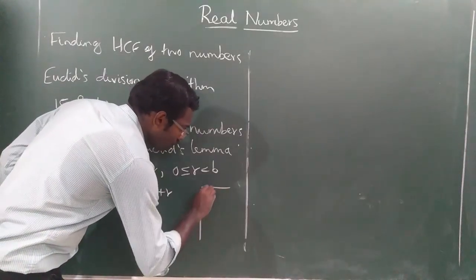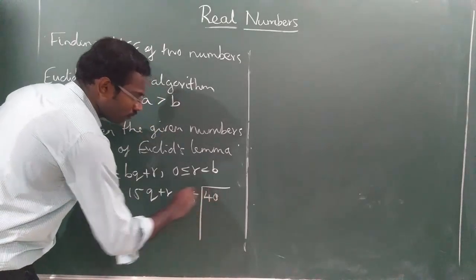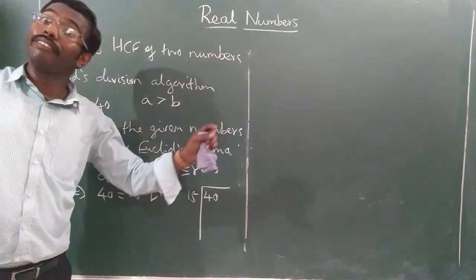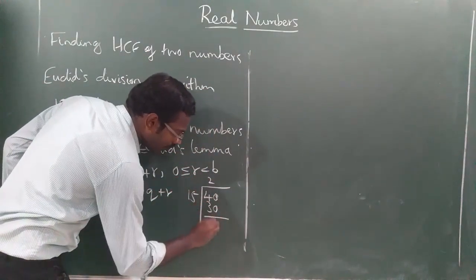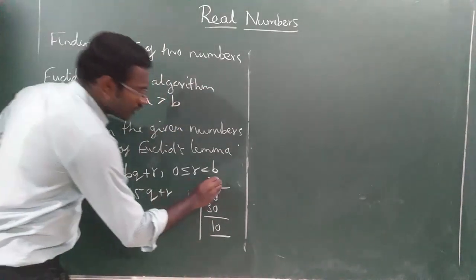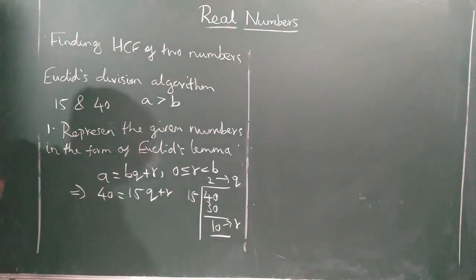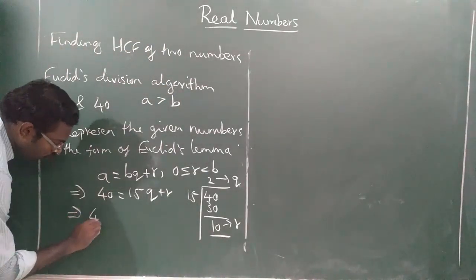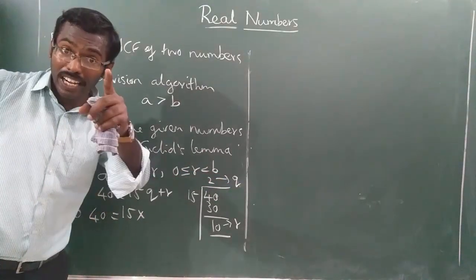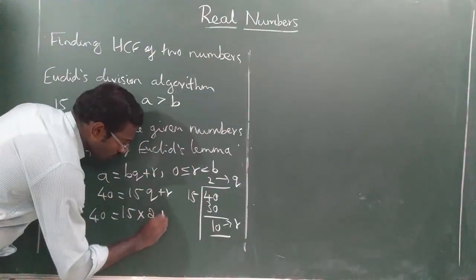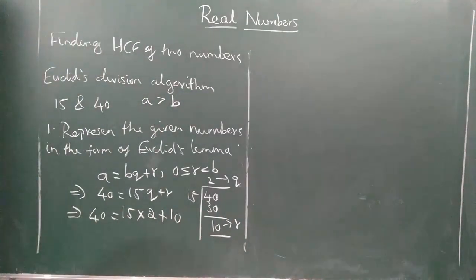Just divide it. 40 divided by 15. So the 15 table: 1 15 is 15, 2 15s are 30, 3 15s are 45, which is greater. So 2 15s are 30, and the remainder is 10. Understood? So this 2 is the quotient and this 10 is the remainder. Okay. Now, therefore you will write this as 40 is equal to 15 into, quotient is 2. Are you all following? Plus remainder is 10. So this is the first step.